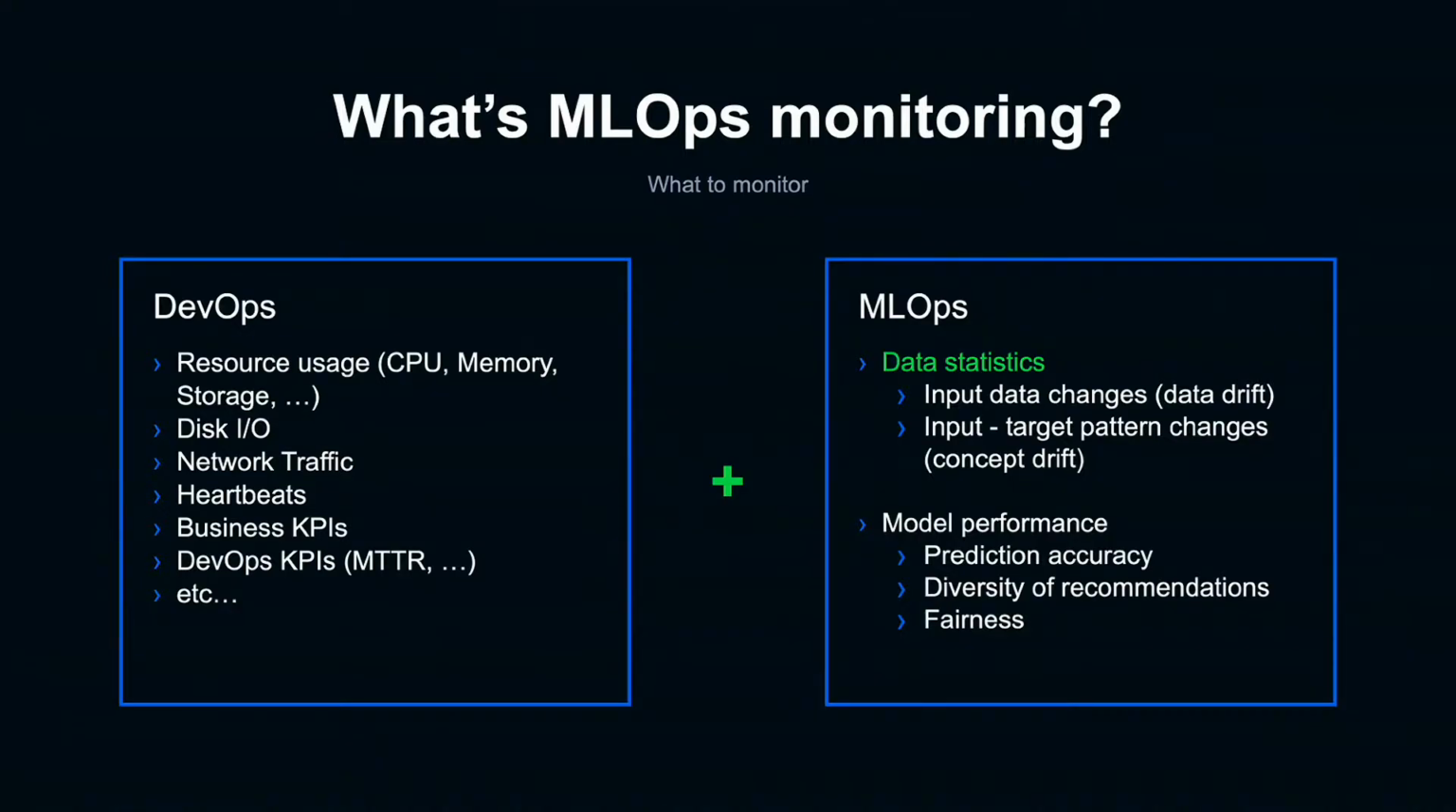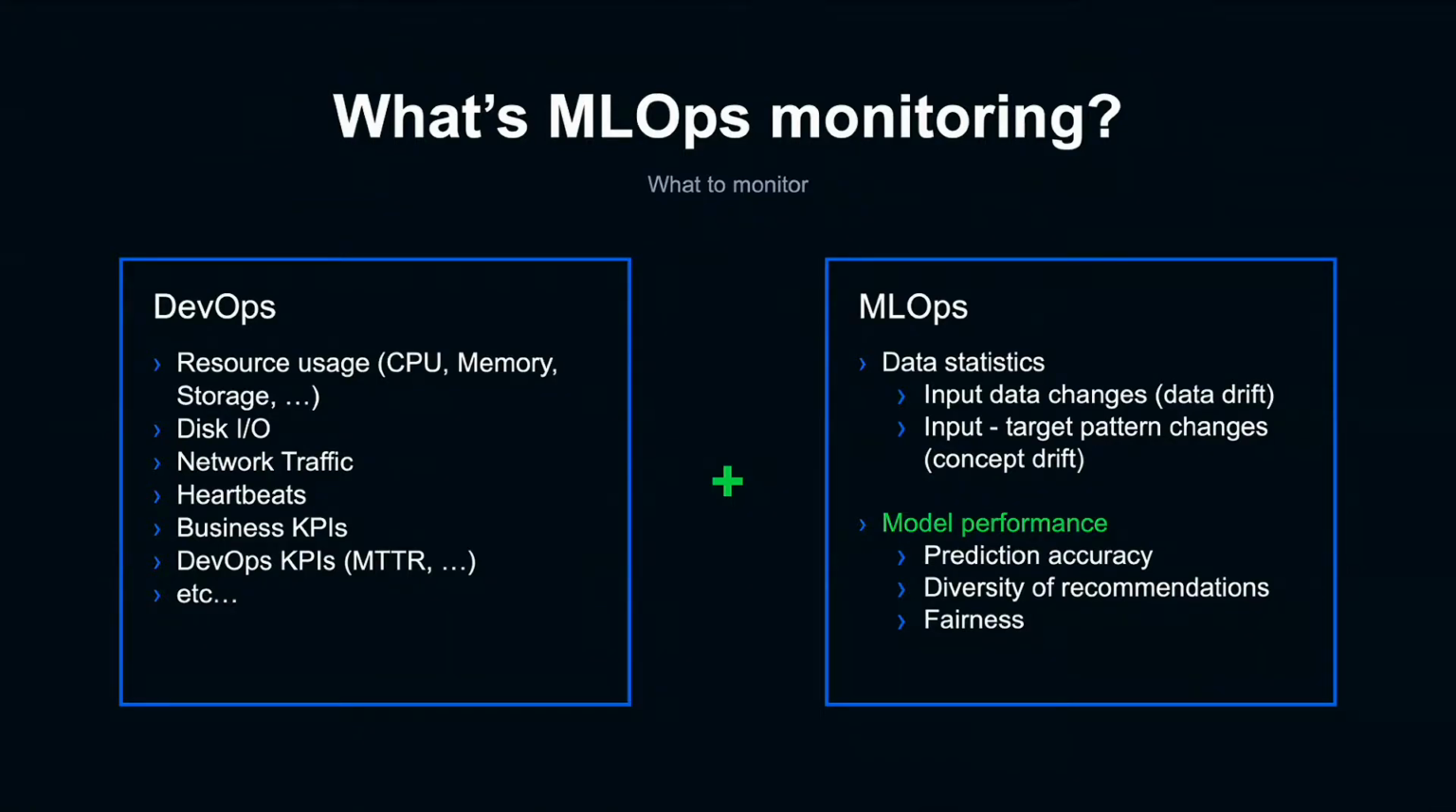Also, the relationship between the target variable to be predicted and its input data may change. This phenomenon is called concept drift. Therefore, in MLOps, it is desirable to monitor the volumes of statistics of the data handled on a daily basis. We also need to monitor what kind of output the machine learning model is making.